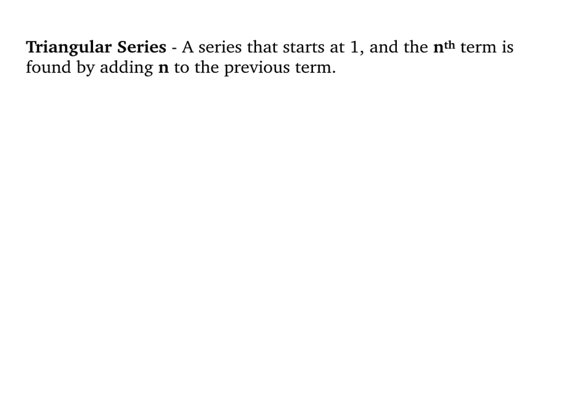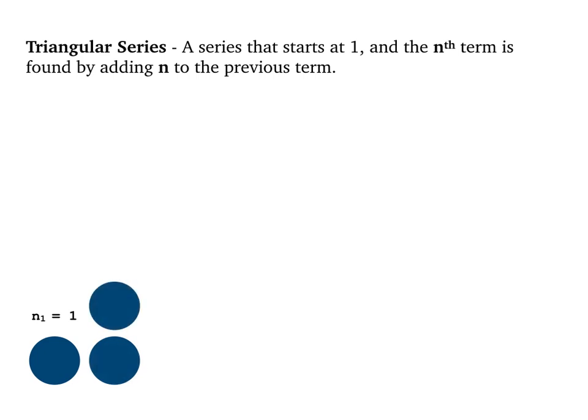the previous term. So, to illustrate that, we're going to draw a single circle to indicate that the first term is 1. Then, the series says the nth term is found by adding n to the previous term. That means to find the second term, we're going to add 2 to the previous term. What's 1 plus 2? 3.